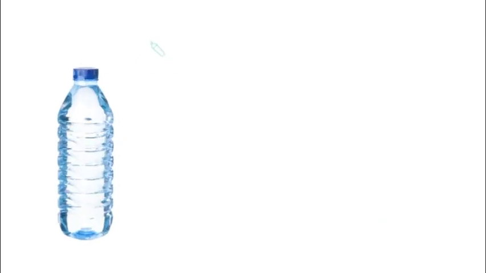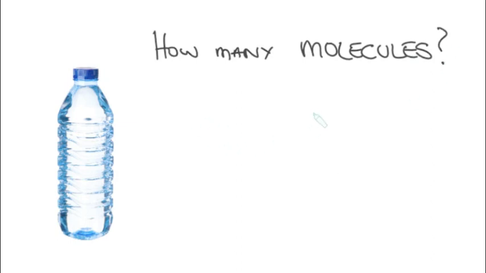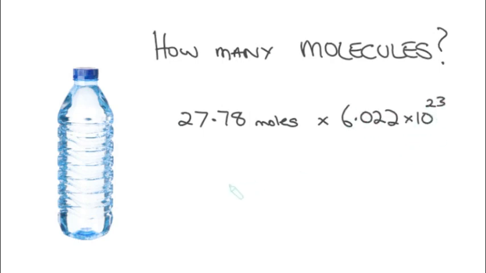Now we need to be fancy and find out how many molecules of water are we really drinking in this 500 milliliters of water. So we'll take the number of moles, which is 27.78, and just multiply it by Avogadro's number to give us 1.67 times 10 to the 25 molecules of water.